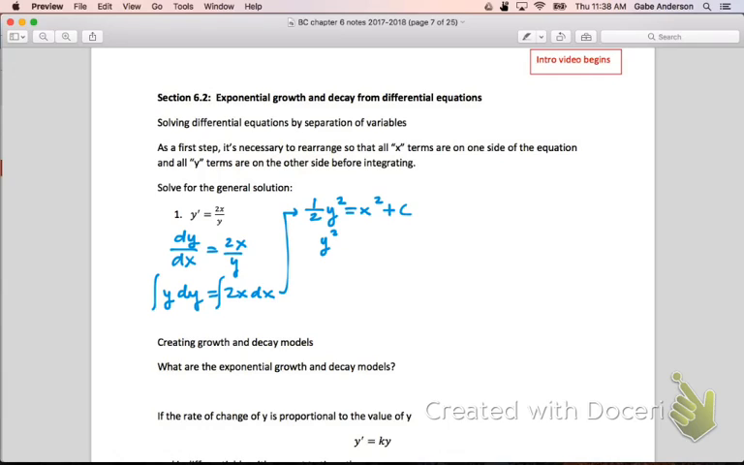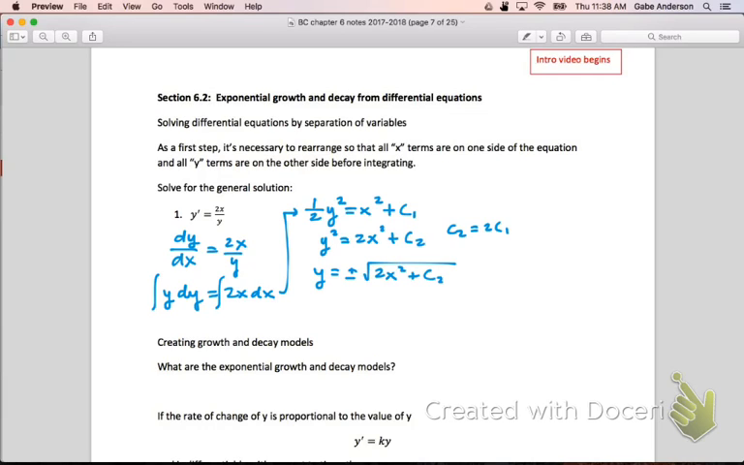I would then solve for y, so I'd multiply everything through by 2. That would give me y squared equals 2x squared plus C2. Little note here that C2 is equal to 2C1, and then my final step would be to square root both sides, so it'd be plus or minus the square root of 2x squared plus C2, C2 just being some other constant. All right, so that's just a little warm-up here.